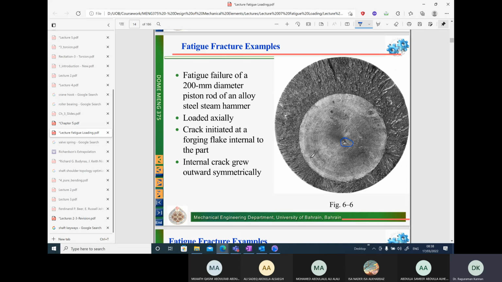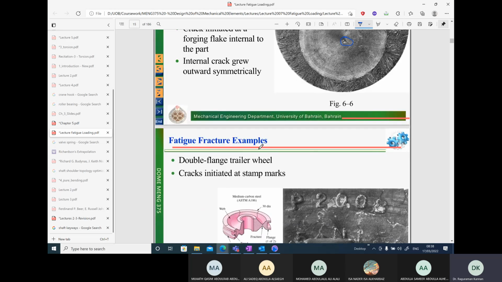Then you have beach marks all around, and finally this rugged surface shows we have brittle fracture again, a huge area. So we can say the nominal stress is not very low, not very high, somewhere in between. That has led to the fracture phenomena here.